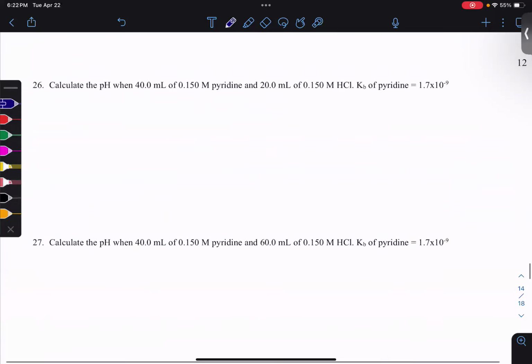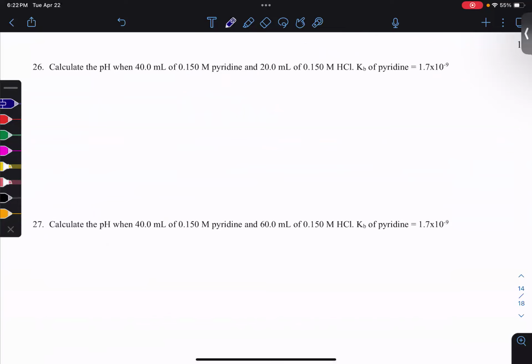So for 26, do we have to do a BCA table?